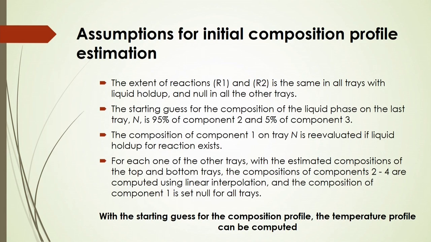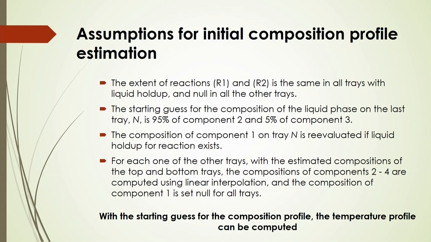And the assumptions for the initial composition profile estimation here, in this case the extents of reaction, that is R1 and R2, that have been given in earlier slides, should be the same in all trays with liquid holdup and null in all the other trays. And the starting gauge for the composition of the liquid phase on the last tray N is to be 95% of component 2 and 5% of component 3.